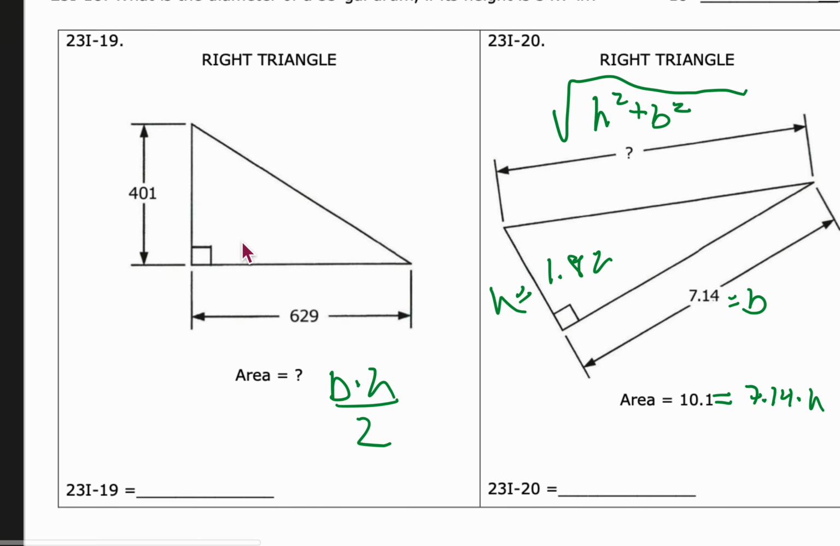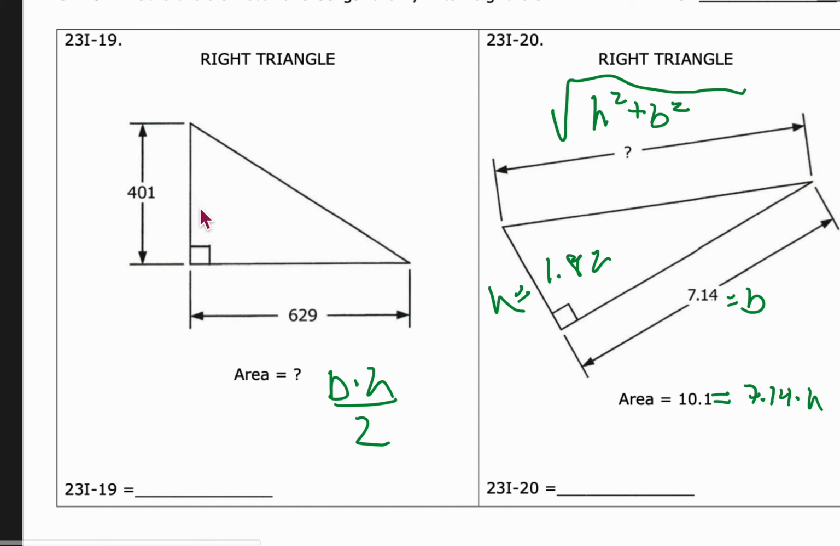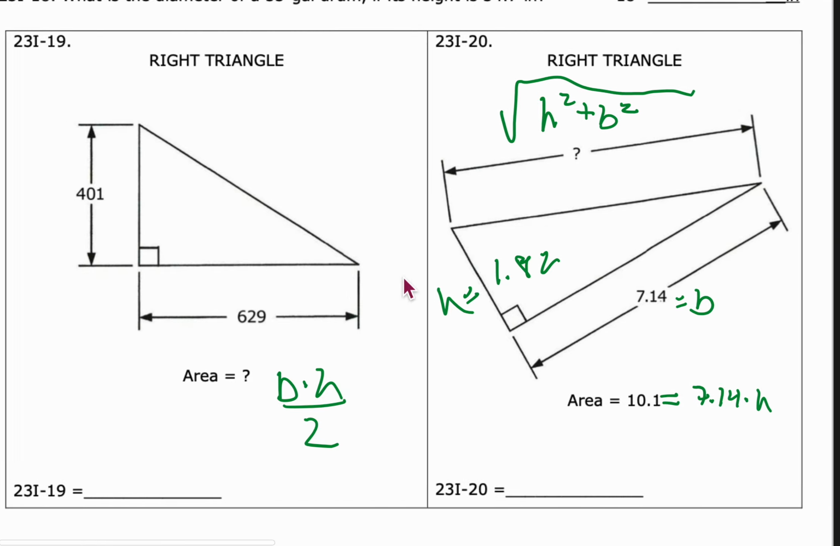Okay, let's continue with 19. We happen to have a right triangle. They want the area. Thankfully, we have two distances that are perpendicular to each other. So it's going to be base times height, but we cut it in 2 because the area of a right triangle is half the area of its equivalent quadrilateral.